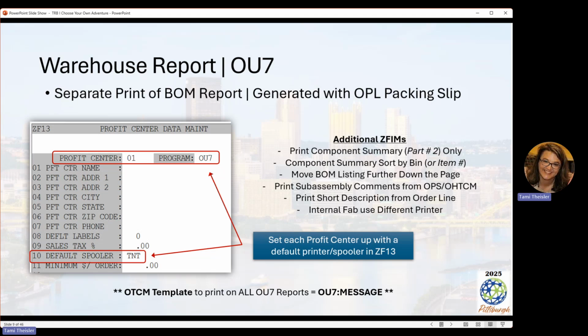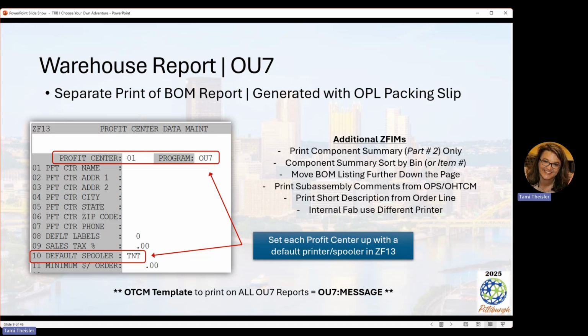You're selecting when you turn it on if you want D, F, or B, and B would pull both fab and direct bill of materials. There is a separate printer, so you can set it up in ZF13 for OU7. Because it comes out automatically, no one is running OU7. Once it's turned on, it just happens. It's set up by each profit center. For the default printer in field 10 in ZF13, you'll put in your profit center in the program OU7, and then the default spooler goes into field 10.